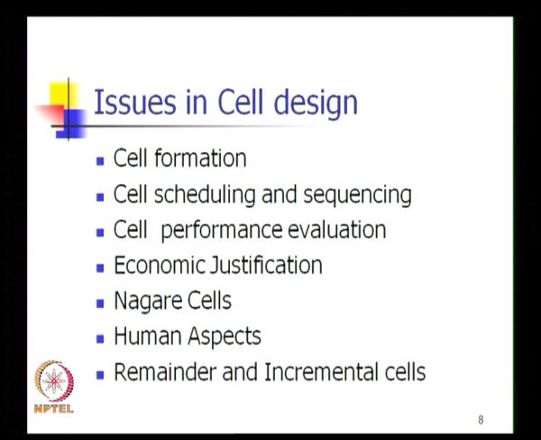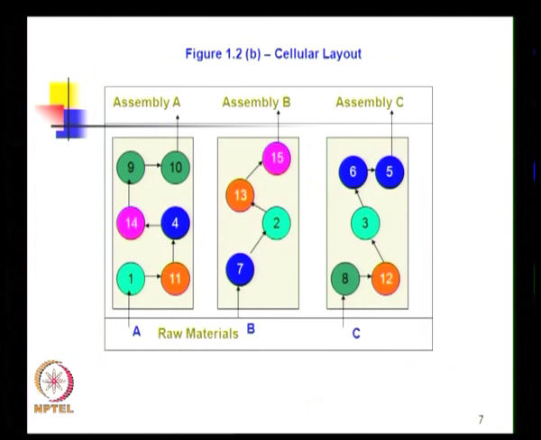Now in practice we also have examples where we could have 2 or 3 operators in a cell and each operator manning a Nagare cell. We could also have an example where there could be 2 operators in this cell 1, 11, 4, 14, 9, 10. In this cell we could have 2 operators, and if all of them are automatic machines, one operator would be handling 1, 4 and 11, another operator could be handling 14, 9 and 10.